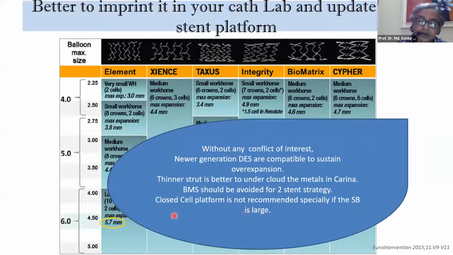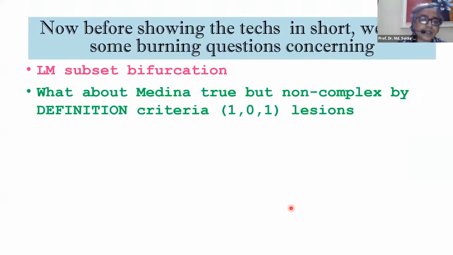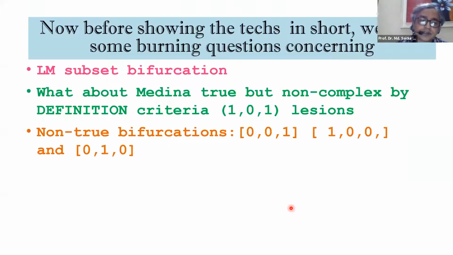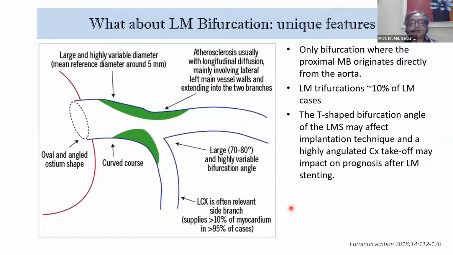Should be avoided for a two-stent strategy. Closed-cell platforms in the distal main vessel are not recommended, especially if the side branch is large. And there are some other burning questions, like in left main, it is a special subset, and also the non-true bifurcations. What will we do for the non-true, especially the 001 or 010? These are really a burden for us to treat sometimes, and also the vascular access.